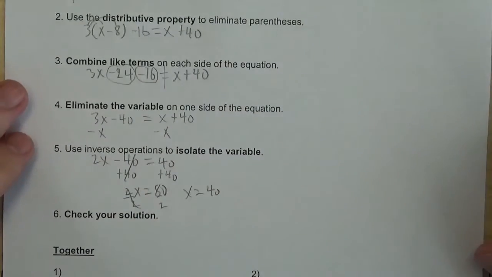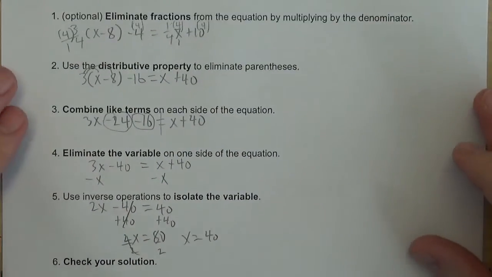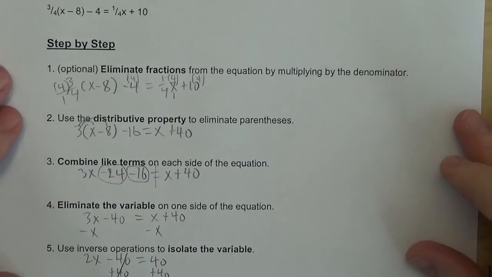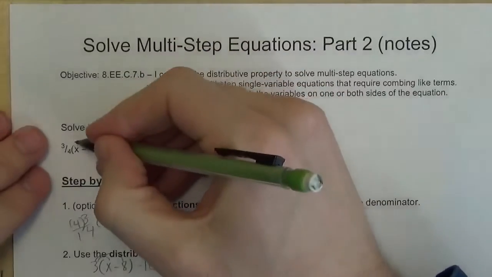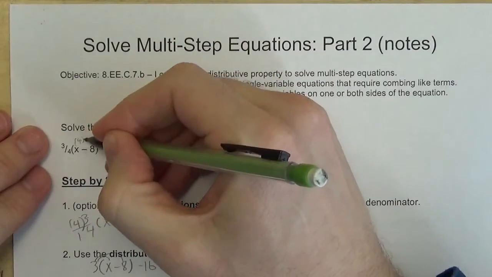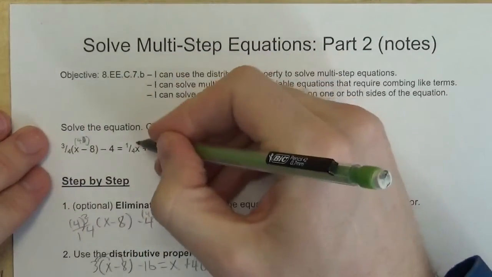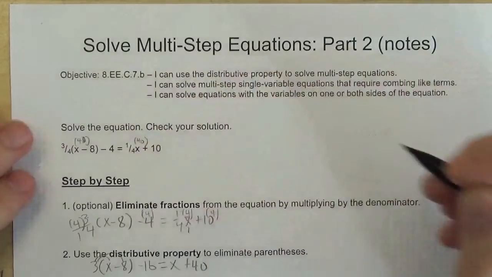Step number 6 is to check our solution. So now we're going to go back up here, and everywhere where we have 40, we're going to plug that in. We're going to go back to the original equation up here. So plug in 40 for x.